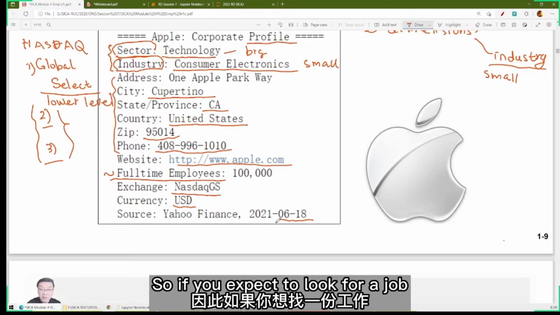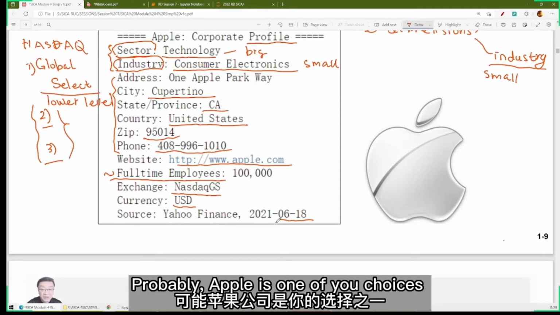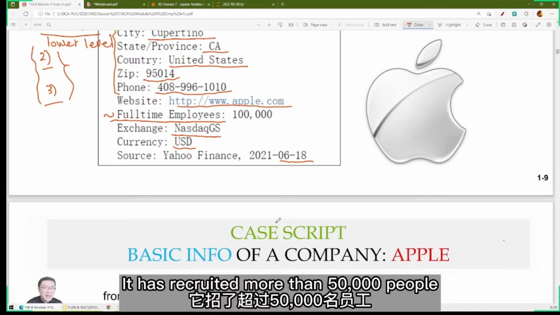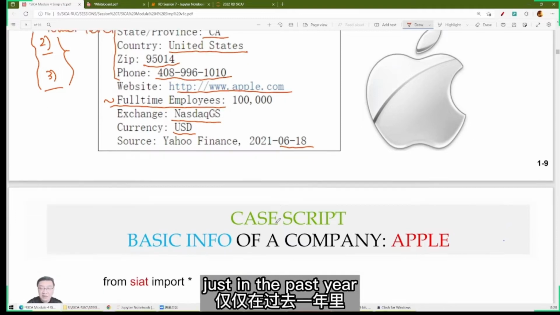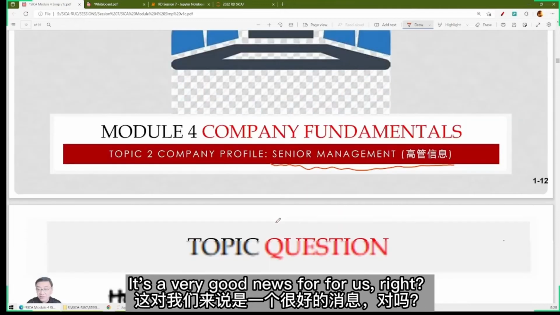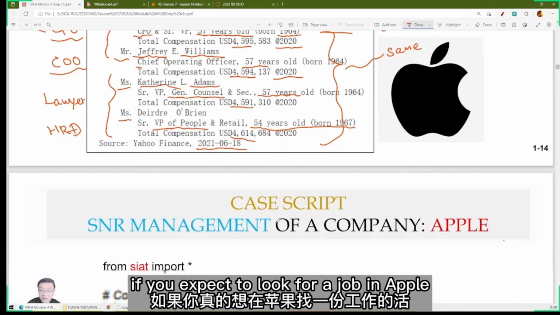So if you expect to look for a job after graduation, probably Apple is one of your choices because it is recruiting lots of people. It has recruited more than 50,000 people just in the past year. It's great. It's very good news for us, right? Of course, if you expect to look for a job, Apple.